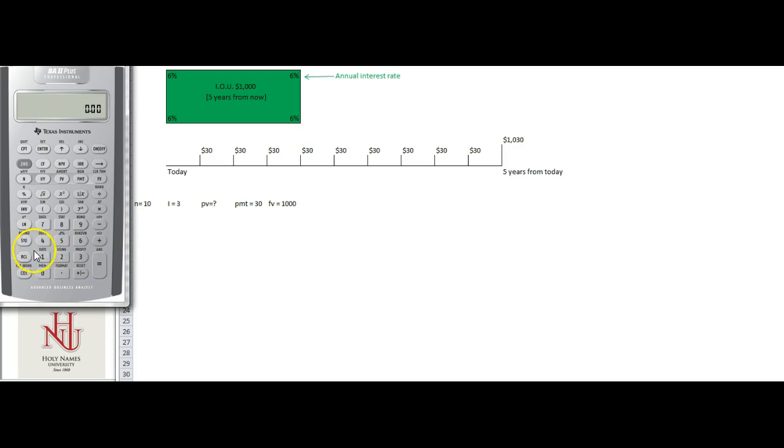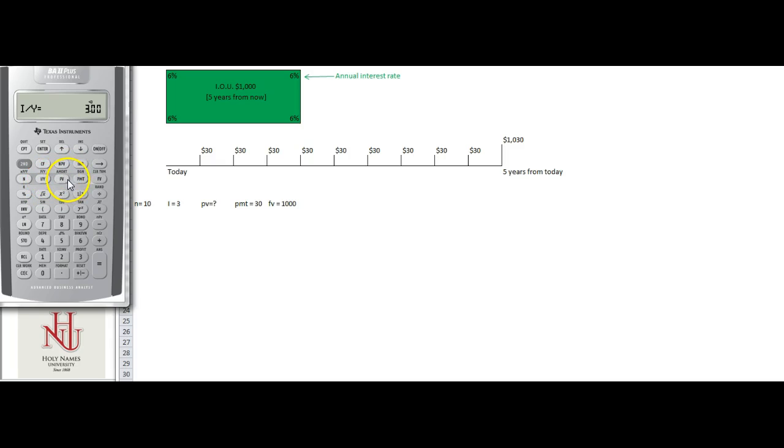So N is 10. Why do we say 10? It's a 5-year bond. We collect interest twice a year. 5 times 2 is 10. I is 3. Why do we say 3 instead of 6? Because it pays twice a year. 6% divided by 2 is 3%. So our periodic interest rate, our rate per 6 months, is 3.